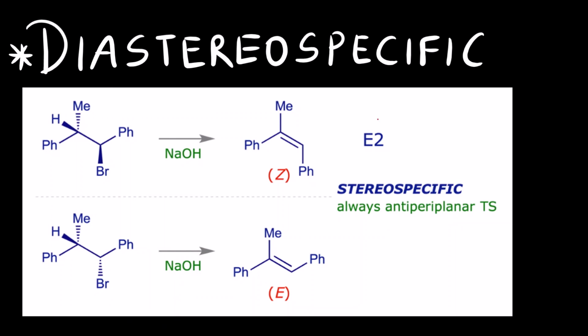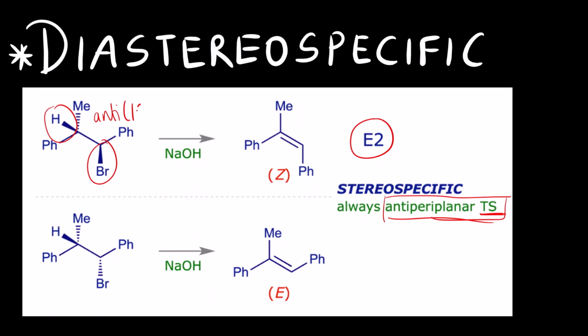Similarly, a diastereospecific example is the E2 reaction. Why is this called diastereospecific? Because here always an anti-periplanar transition state is required. That is, the hydrogen and the leaving group should be anti, meaning at an angle of 180 degrees. Periplanar means in the same plane. And in this reaction also you can see only one isomer is formed, either Z or E. That is why it is called diastereospecific.